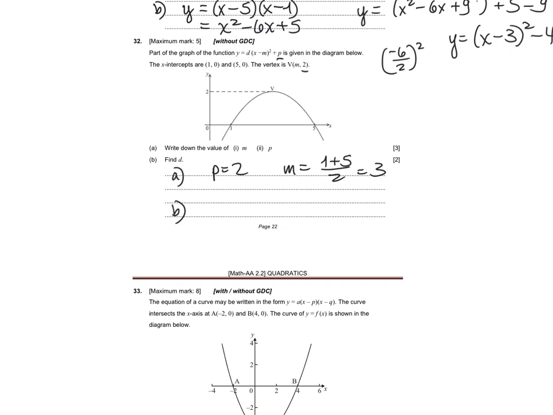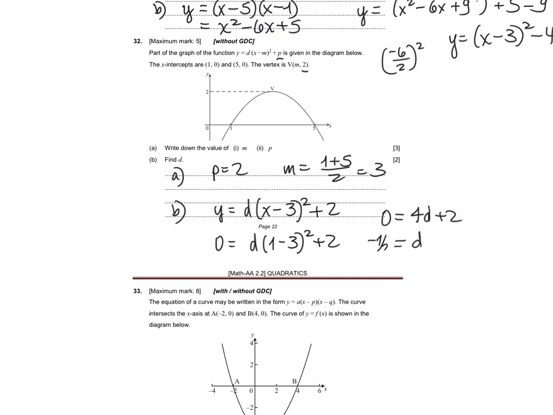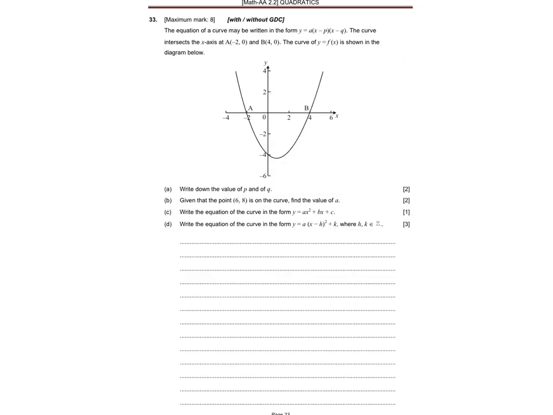Now, if we find d, we can substitute. So if we have y equals d times x minus 3 squared plus 2, we can use one of those x-intercepts. So we would have 0 equals d times 1 minus 3 squared, plus 2. So 0 equals negative 2 squared, which is 4d, plus 2. Subtract 2, divide by 4, d is negative 1/2. So we have x-intercept form. We've got the x-intercepts. p is negative 2, q is 4.